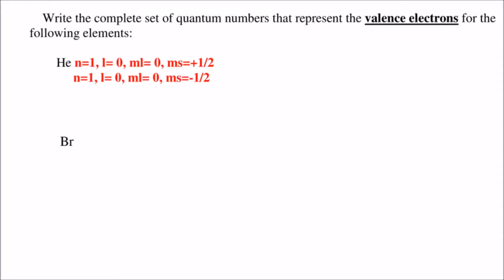Alright, see if you can do bromine next. It's got 7 valence electrons, so plan that out. What energy level do the 7 valence electrons belong to, and see if you can figure out what all of the quantum numbers are for every one of those 7 valence electrons. We'll come back in a second and see how you managed.